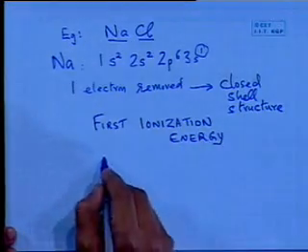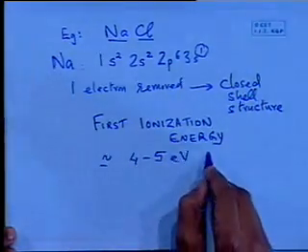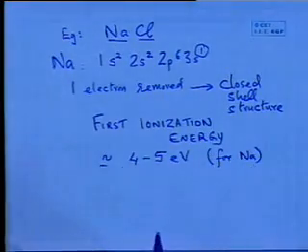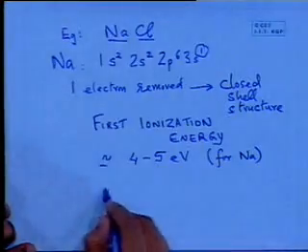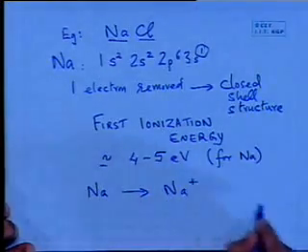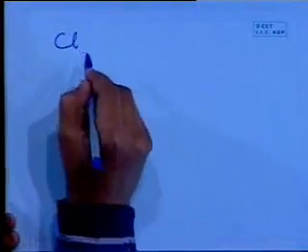And in the case of sodium, it turns out to be approximately 4 to 5 electron volts. So for a neutral sodium atom to become a sodium ion, I need about 4 to 5 electron volts to create this ion. Okay. We can do the same for chlorine also and see. So sodium will become a sodium ion and has an electron to give up. We can do the same for chlorine.